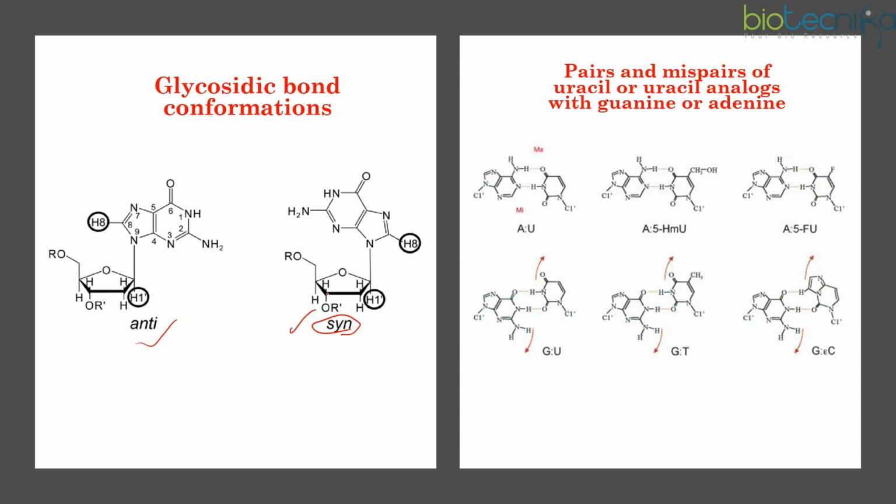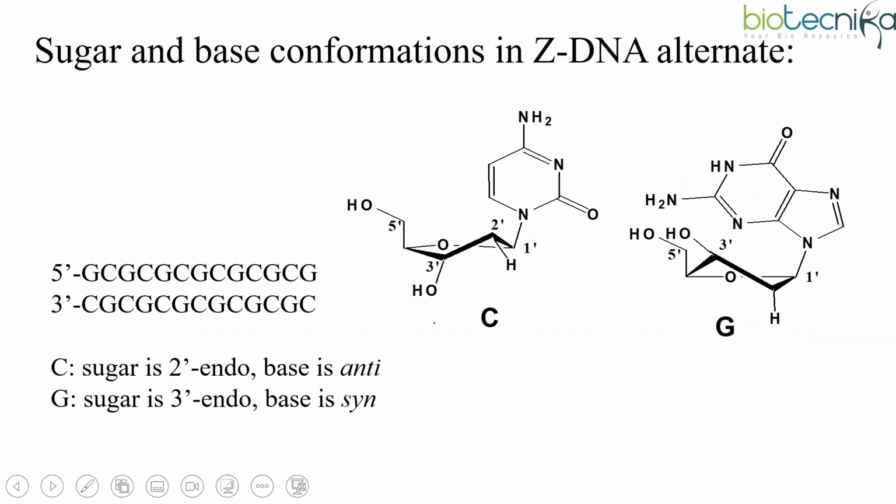And what we have in A DNA, in fact in B DNA also, we have anti-conformation of bases. But in Z DNA we see alternating anti and syn, because in Z DNA we have these alternating conformations, that is GC, GC, GC, like that we have. Okay, so the sugar in Z DNA, first of all, it is left-handed.